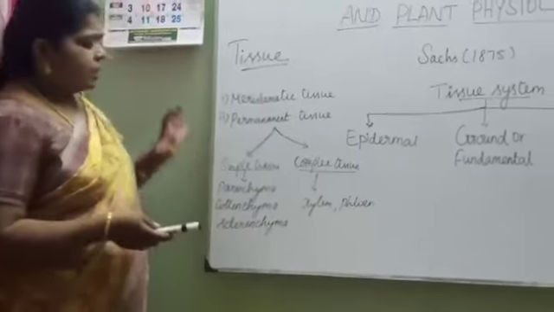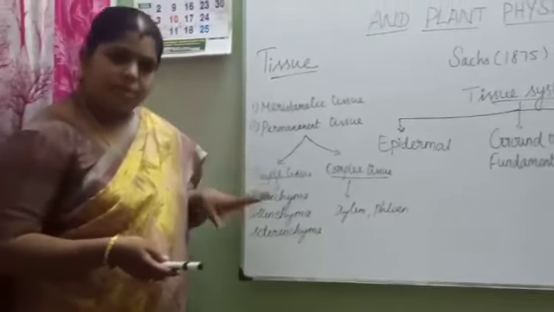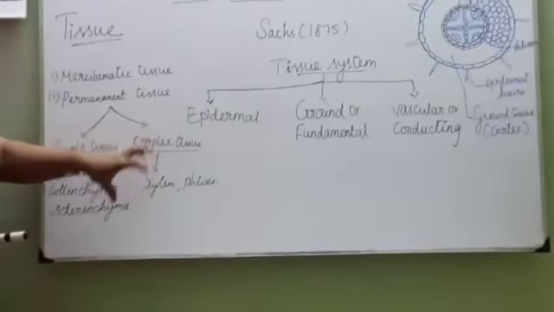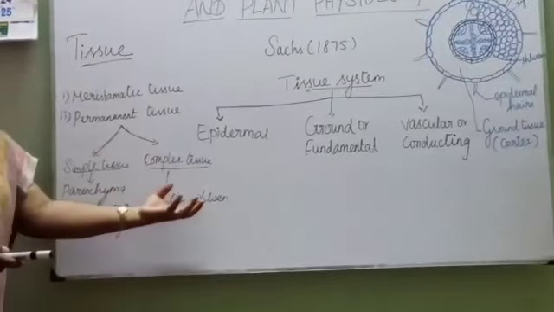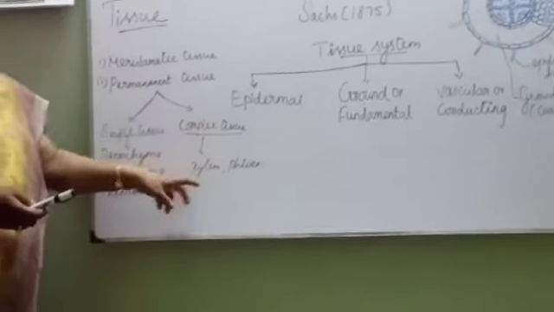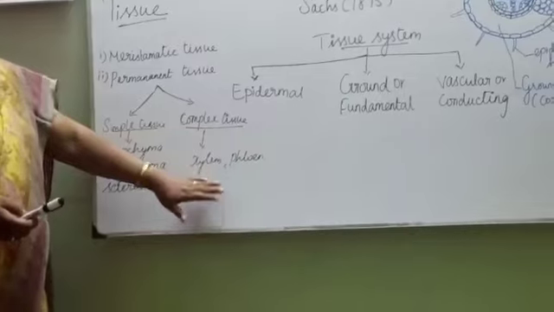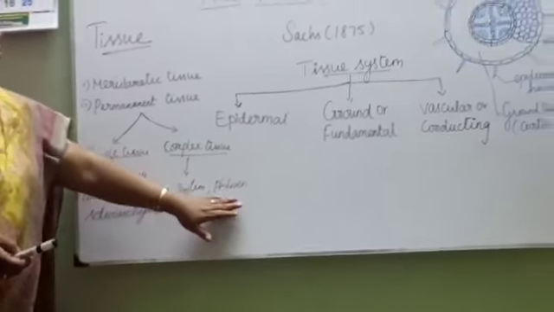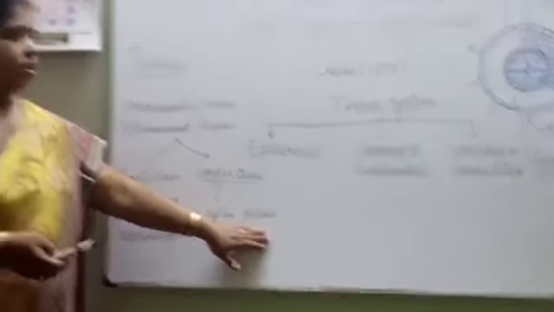Simple tissues. Simpler form of tissue is called a simple tissue: parenchyma, collenchyma, sclerenchyma. And then complex tissue. Group of tissue is a form of xylem and phloem, so it's called complex tissue. You know very well xylem and phloem. Xylem conducting water and minerals, phloem conducting food materials.